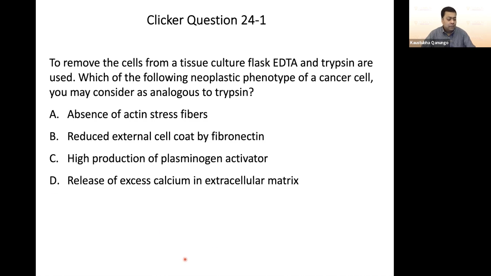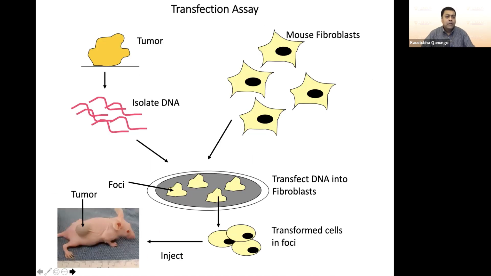So let's go to the next one. Let's go back to the previous idea, that long back the scientists were thinking about what caused cancer. This is basically the discovery of what causes cancer. The scientists had a hypothesis at that time that there must be something wrong in the DNA that probably caused the cancer. And they did an experiment, which we call a transfection assay.